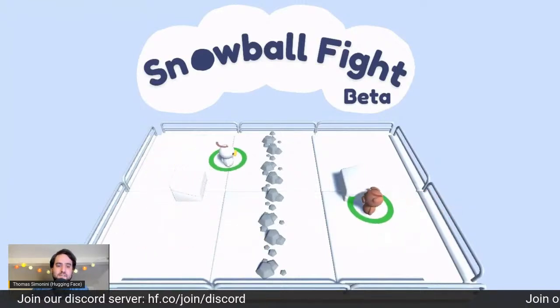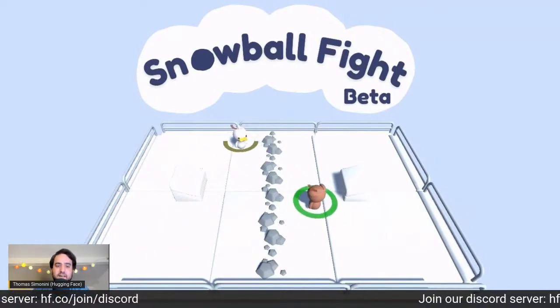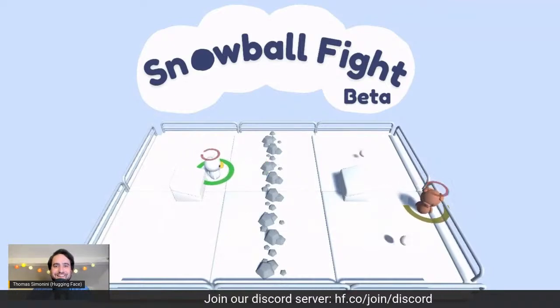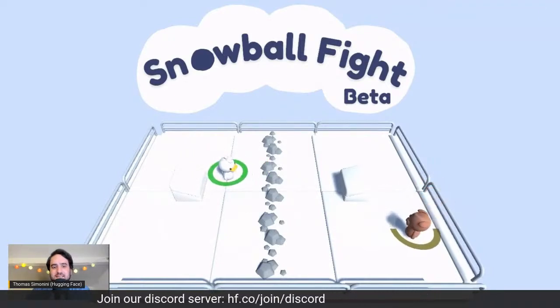So this is Snowball Fight. This version is the beta version, but it's one of the environments we created, and you're going to challenge your classmate with your AI.